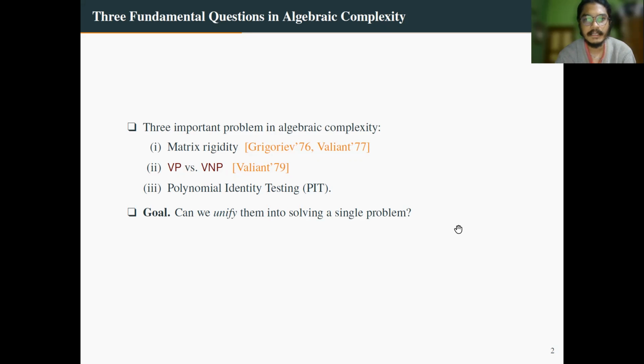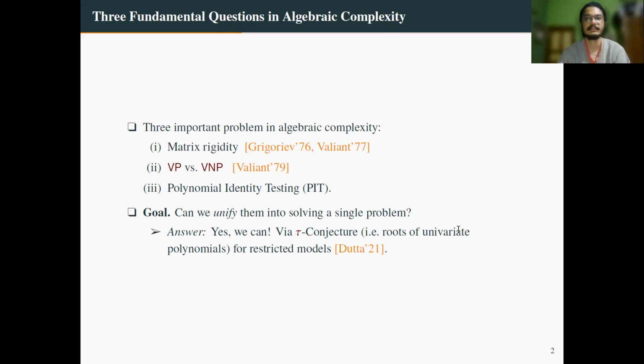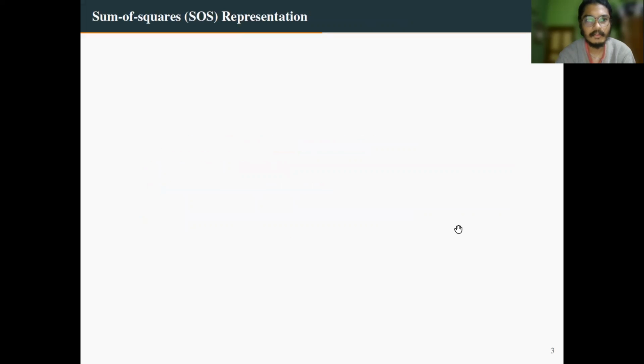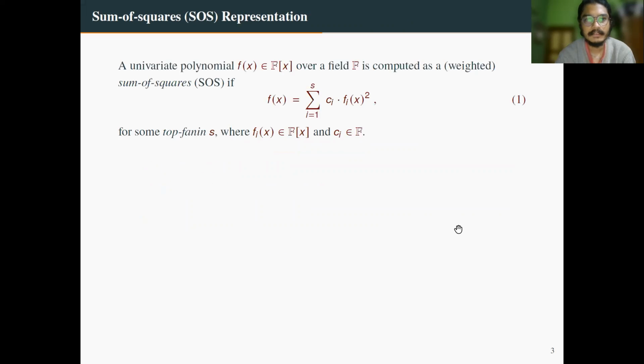The goal is, can you come up with a single problem that sort of unifies all the three problems, meaning if you solve that single problem, you solve all the three problems. And this is exactly what we do in this paper. We show that there is a single problem, which we'll define later, that if you solve, all the three questions will be solved. So to do that, let's just go over some definitions.